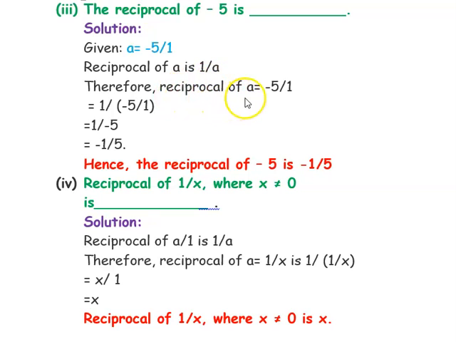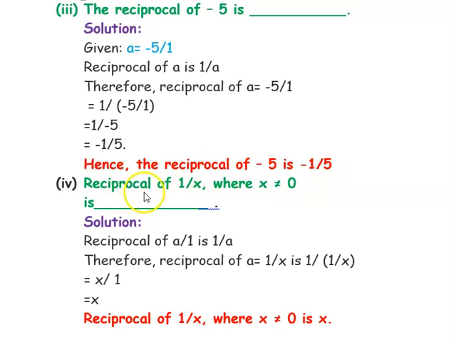So, therefore, the reciprocal of A, that is negative 5 by 1, we can write it as 1 divided by negative 5 by 1. Since it's in division, we can take it as multiplication. So, 1 divided by negative 5 is nothing but negative 1 divided by 5. So, the reciprocal of negative 5 is negative 1 divided by 5.